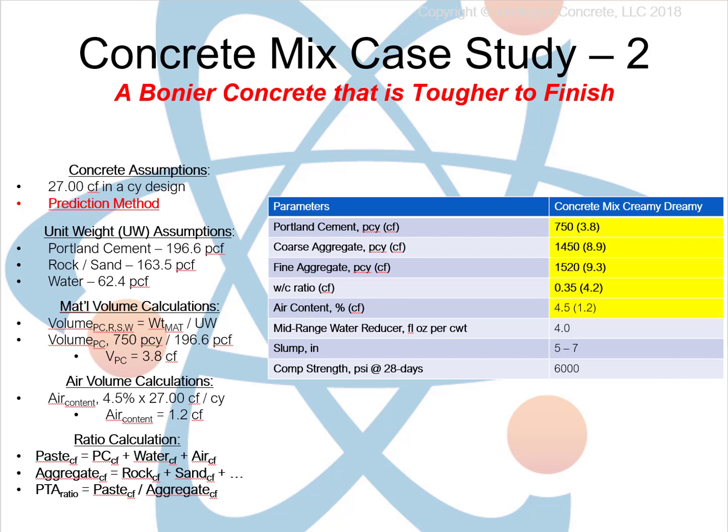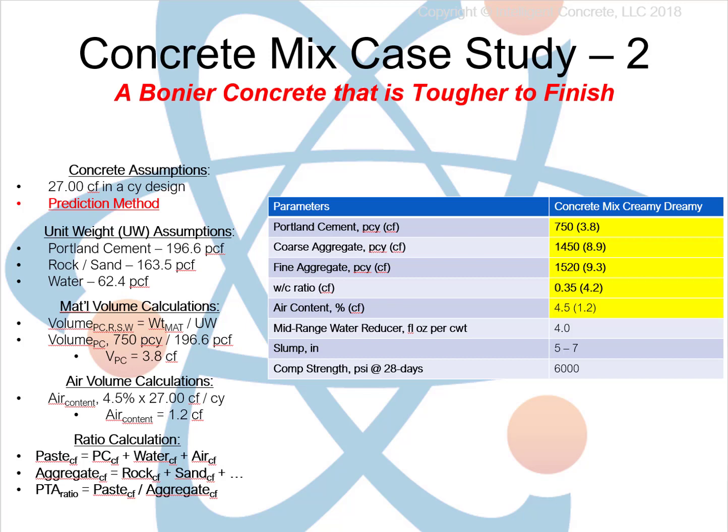Now I'm taking the information that I assumed and the information on my batch ticket: my cement, my coarse and fine aggregate, my water content, my water cementitious ratio, all of that, to start calculating. The first thing I do is get my material volume calculations. I look at it for my cement, my coarse aggregate, fine aggregate, water, even my air.